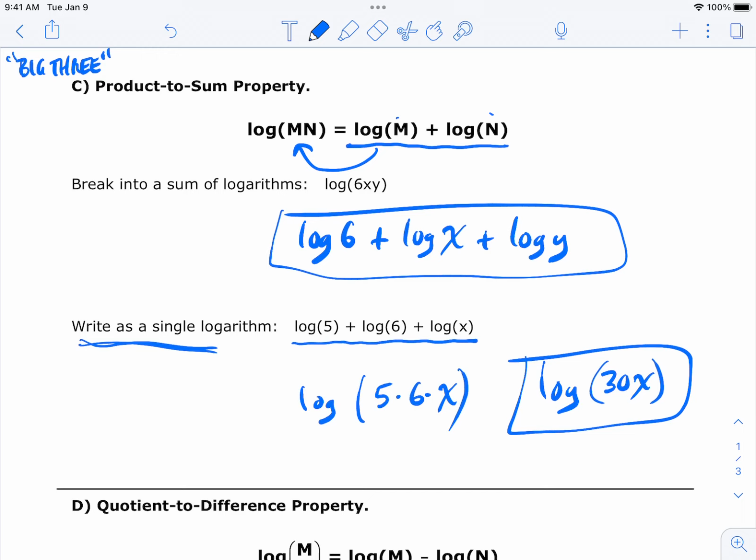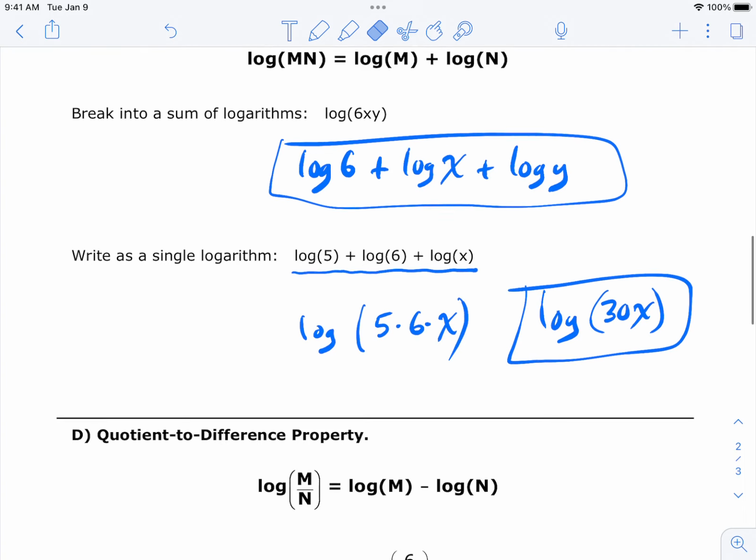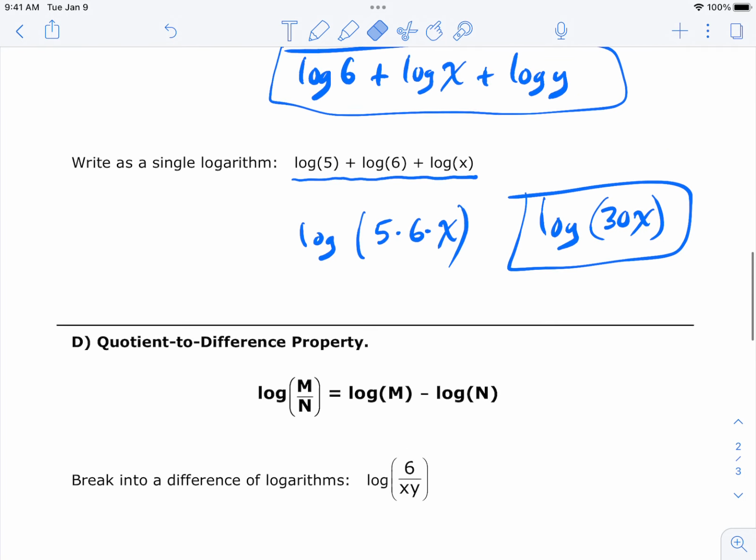So it's kind of a cool property, right? You get used to these things. So if you have a product, go ahead and split the product up. It's m times n, which means it's the log of m plus the log of n. Or you can go in the other direction. That's our first big property. First of the big three. Here's another of the big three. This is number 2 of the big three.